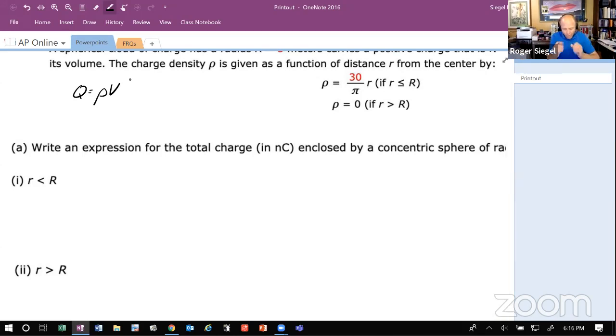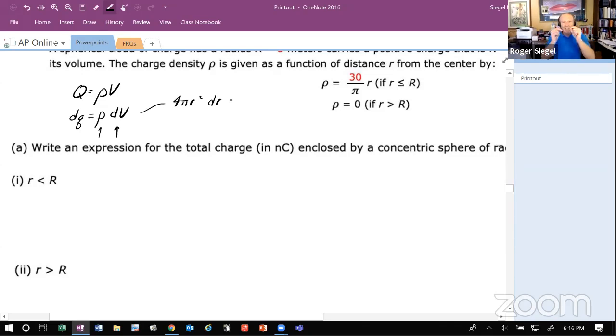But we know it's not uniform. And so what we've got to do is find every little dq to find the charge and add them all up. And so that's going to be rho times dV. All right, now let's talk about what this is. This is our density function, 30 pi over r. This is a tiny little volume of a spherical shell, and its volume is the area of the sphere, which is 4 pi r squared. That's the surface area of my spherical shell times its thickness, this tiny, tiny little thickness.